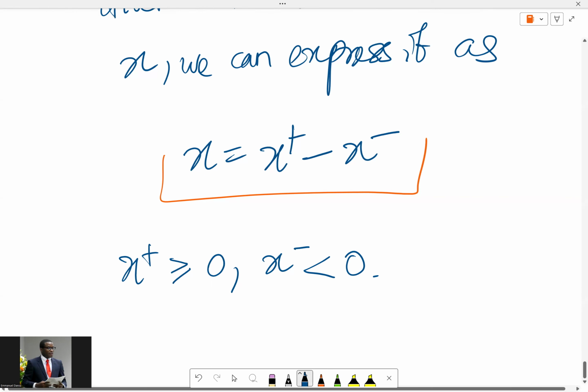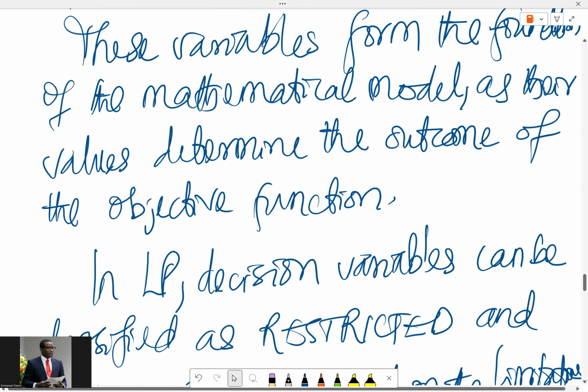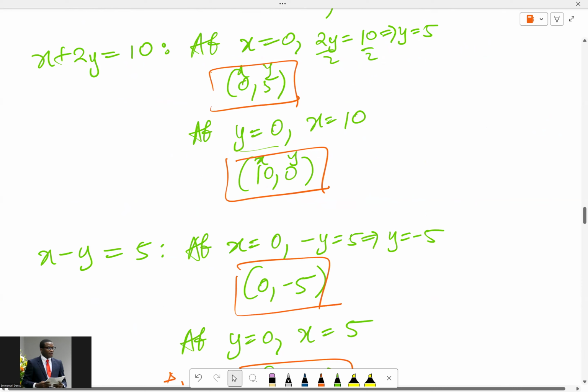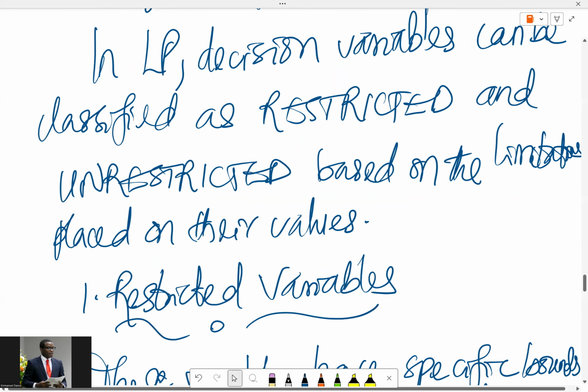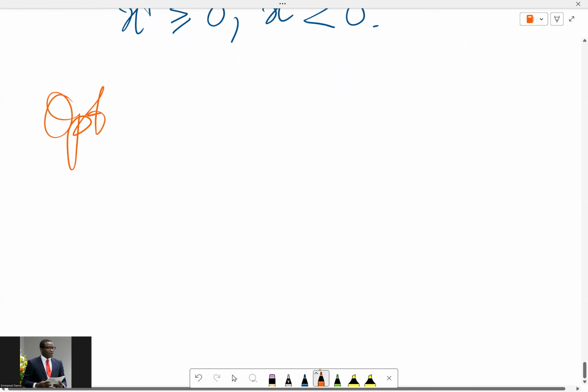So with that, we are done with decision variables. Let's see another term called optimal solution. That's the solution you get at the end of the day after doing all the iterations you need to do. Optimal solution is the last terminology.